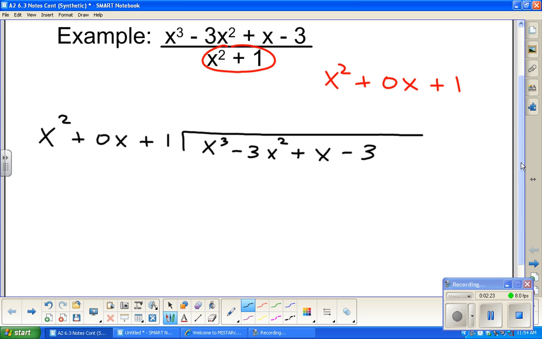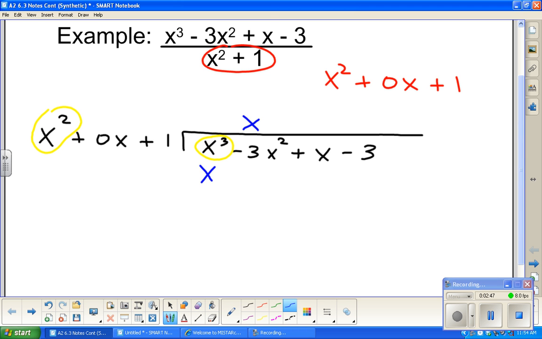So let's do our long division like usual then. It's still the same process. We're going to just look at the first term, x squared going into the first term here. Nothing's changed now. x squared into x to the third goes in x times. And then we still multiply the x times everything, and then subtract.